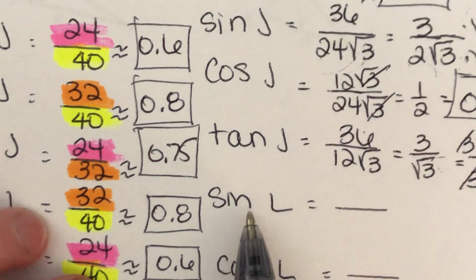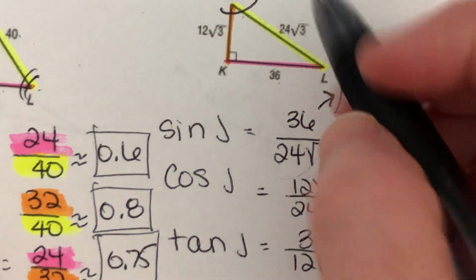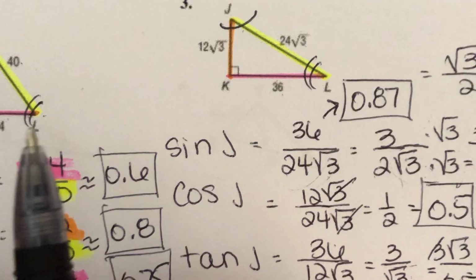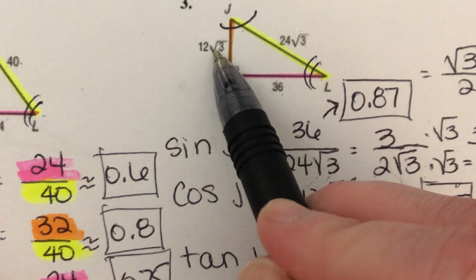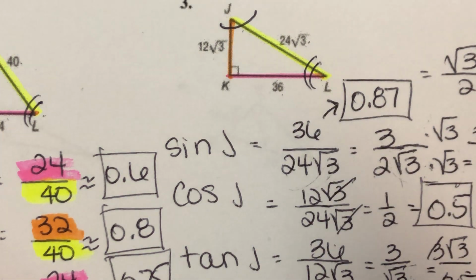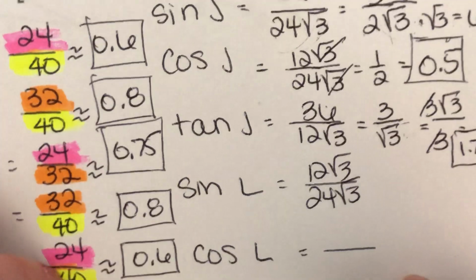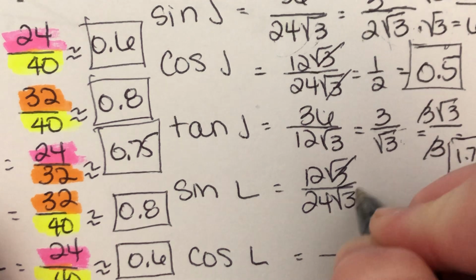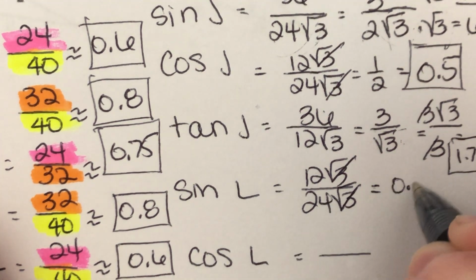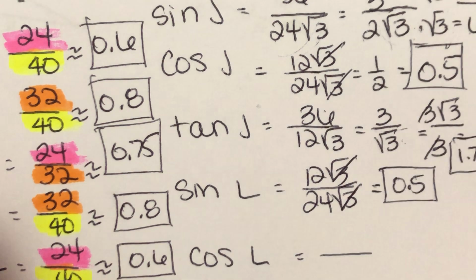Okay, sine of L, so now we're changing angles. Now I'm looking at this guy, so sine is opposite over hypotenuse. Opposite over hypotenuse, 12 square root of 3 over 24 square root of 3. I like that one because the square root of 3's cancel each other out. 12 divided by 24 is 1/2 or 0.5.